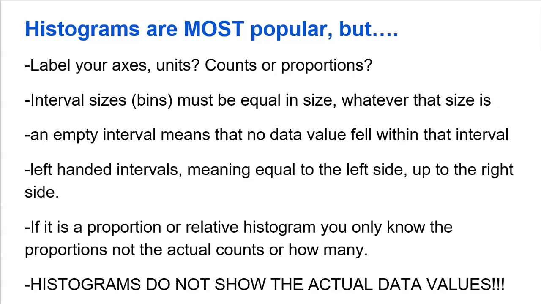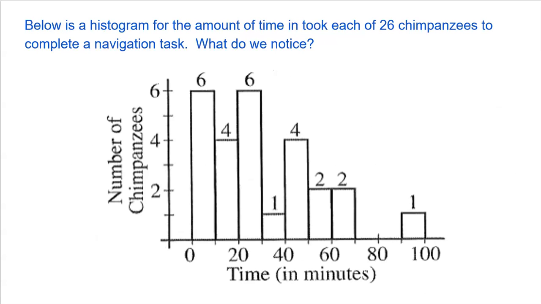So let's look at several more examples because histograms are so popular. I just want to show you guys a bunch of different kinds. Here's another one where we looked at 26 different chimpanzees and we measured how long it took them to solve a puzzle. So notice here, my bins are by 10, but I didn't write them all, and that's okay. So that'd be 10, 30, 40, 50, 60, 70, 80, 90. So you got to be able to read.